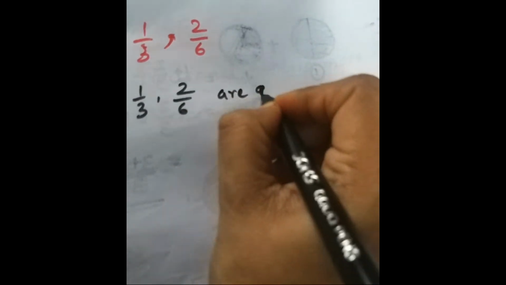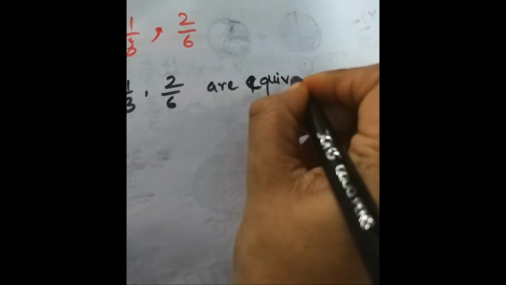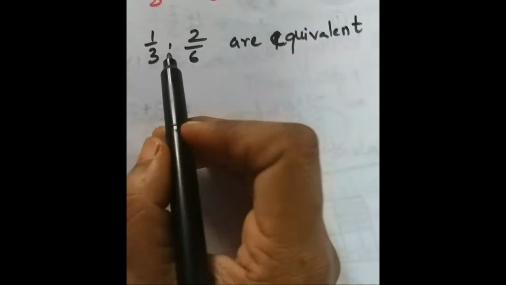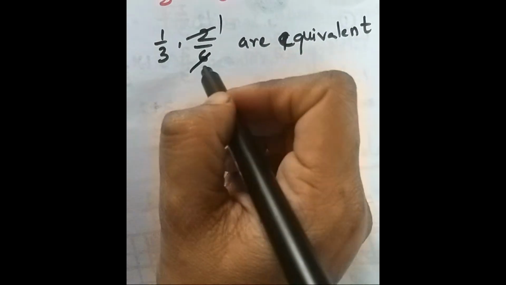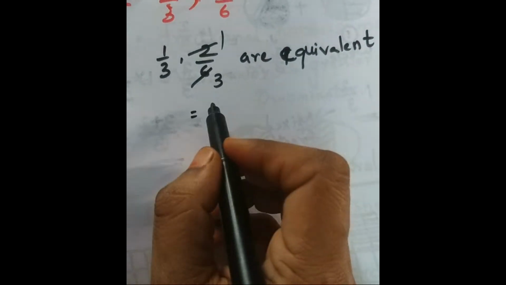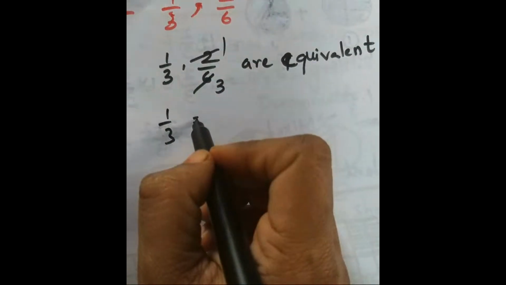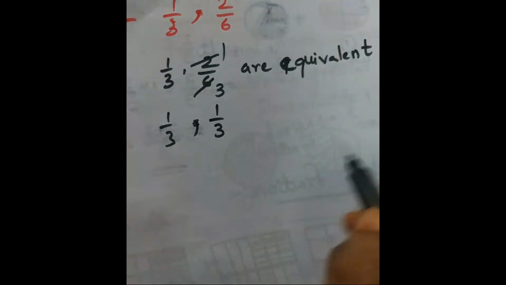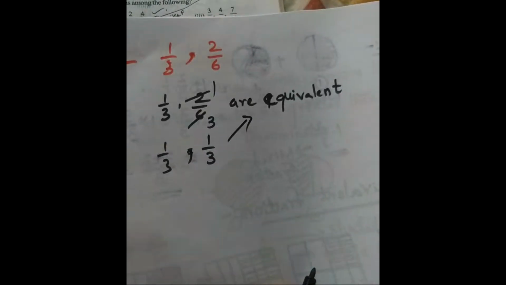See here, the example 1 by 3. Are 1 by 3 and 2 by 6 equivalent fractions or not? Yes, children, 1 by 3 and 2 by 6 are equivalent. How? 2 by 6 can be written as 1 by 3, with 2 ones are 2, 2 threes are 6. So 2 by 6 is also 1 by 3. These are equivalent fractions.